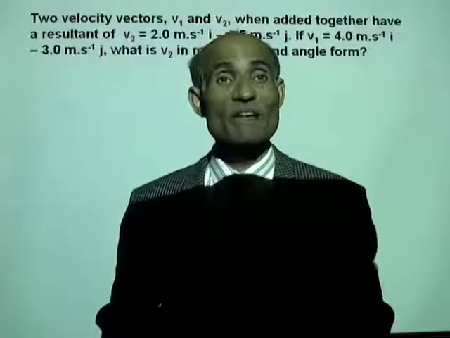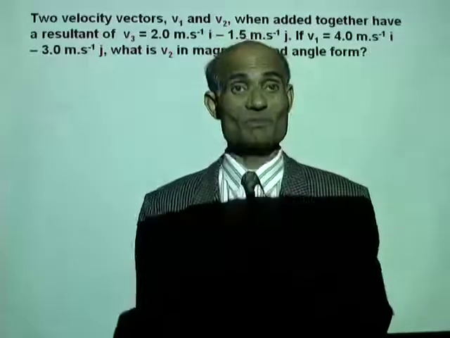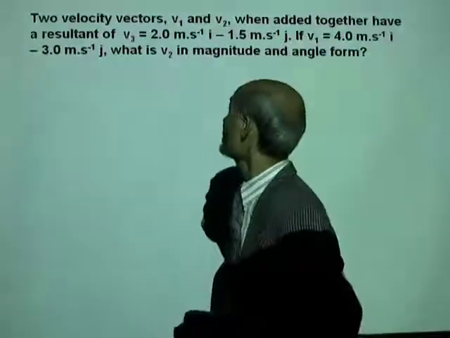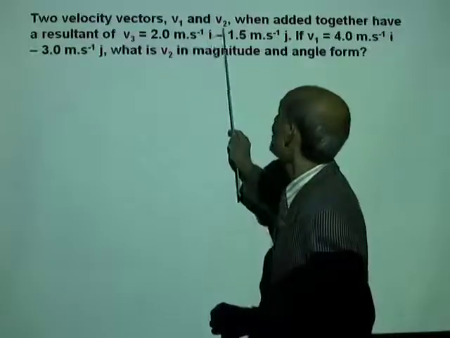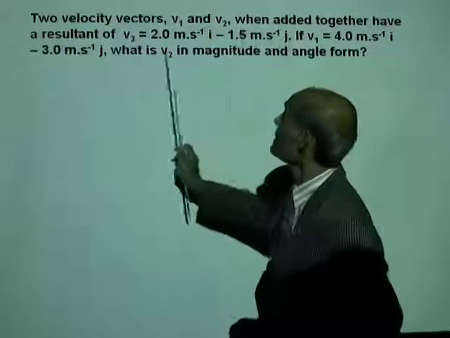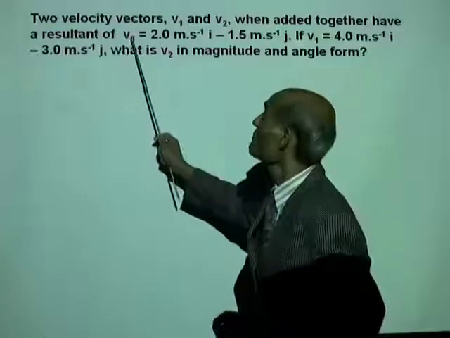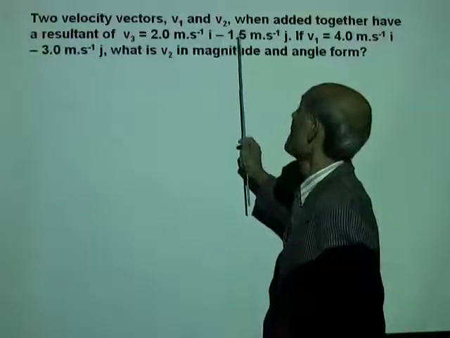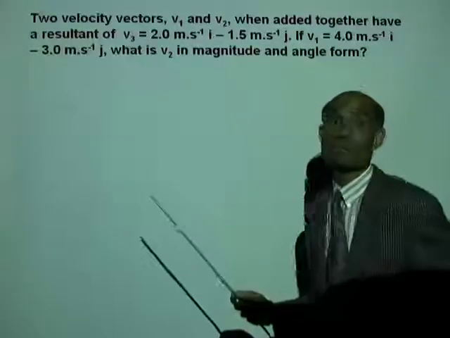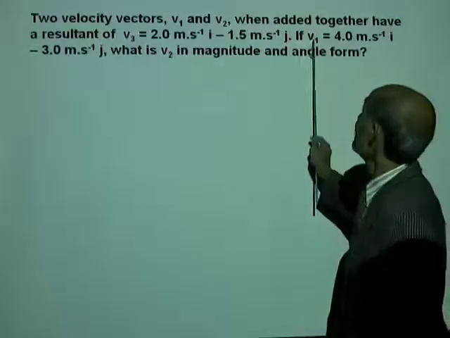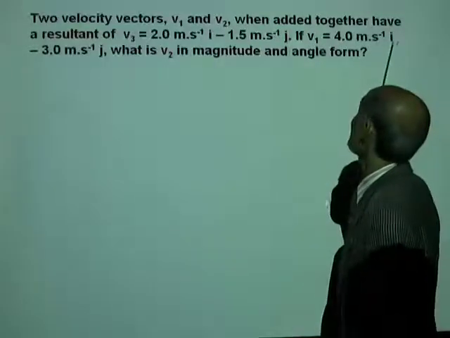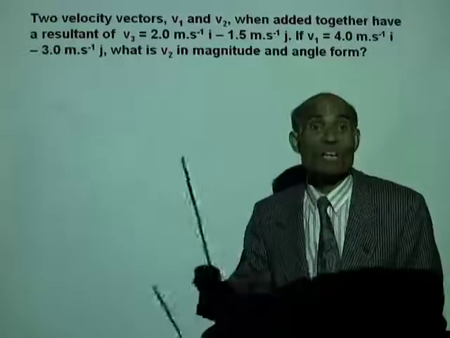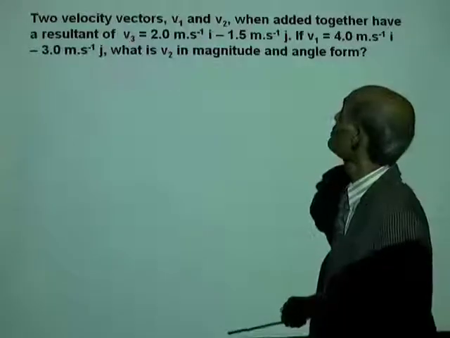We continue with our study of vectors by solving more problems using vectors. Two velocity vectors v1 and v2, when added together, give a resultant v3 equal to 2 meter per second i minus 1.5 meter per second j. If v1 is 4 meter per second i minus 3 meter per second j, what is v2 in magnitude angle form?